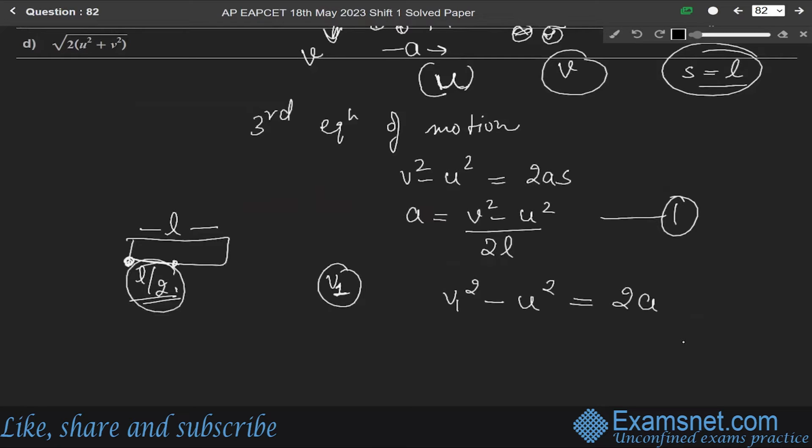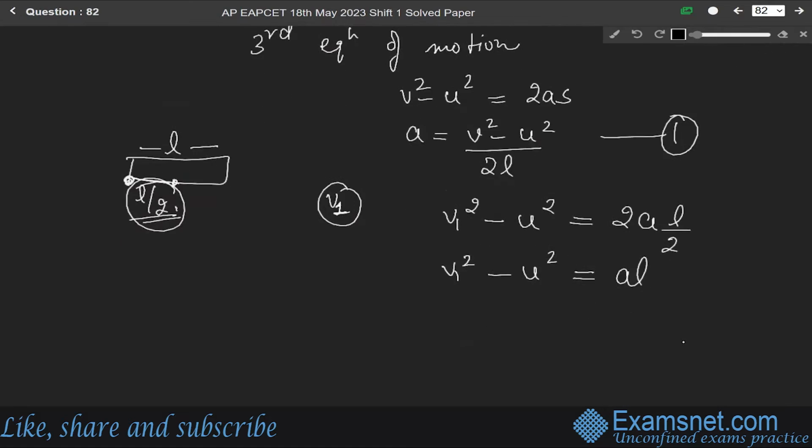S is what? L by 2. So we can write V1 square minus U square equals A into L. And from equation 1, the value of A is V square minus U square over 2L. So just put it in place of A. So V1 square minus U square equals V square minus U square over 2L into this L.